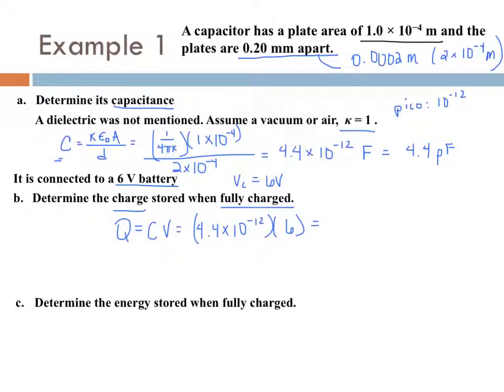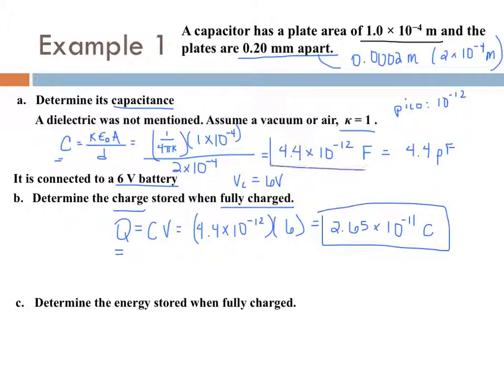You should get 2.65 times 10 to the negative 11. Again, we're solving for Q, which is in units of coulombs. Or you can even write this as 26.5 picocoulombs.